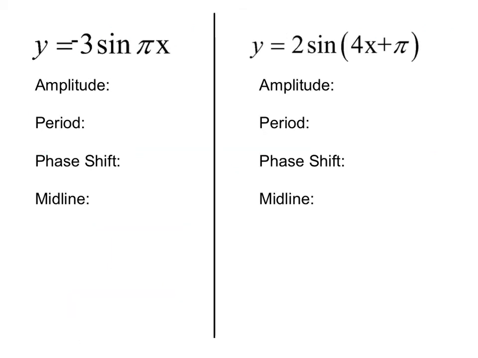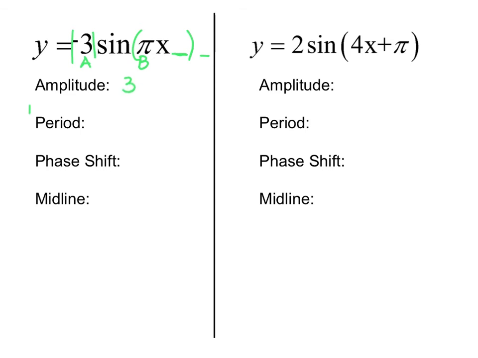I'm going to run through this next one rather quickly. I want to do this to show you that here's the a, here's the b. There is no c, there is no d, because this would be in parentheses. There's nothing added or subtracted here. So for this one, the amplitude is the absolute value of this, so 3.